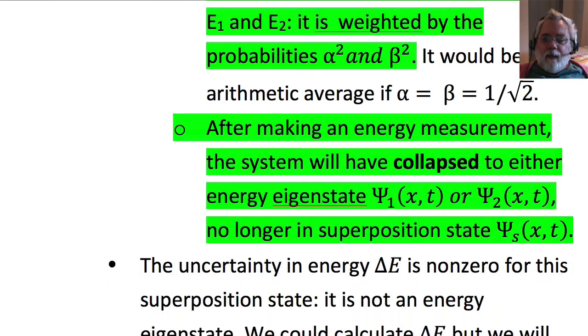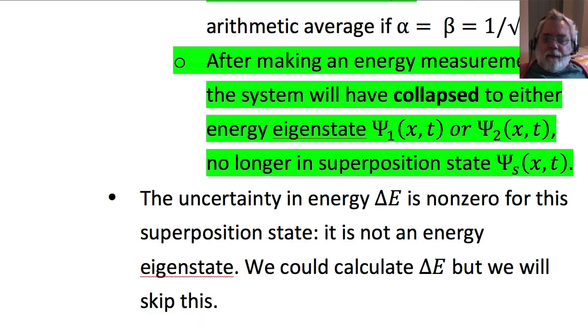Now, after making an energy measurement, the system will have collapsed to either energy eigenstate psi sub 1 or energy eigenstate psi sub 2, depending on which energy eigenvalue the measurement produced, and it will no longer be in superposition state psi sub s. So we can remeasure it, but we will get no further information about psi sub s because it's not in state psi sub s anymore.